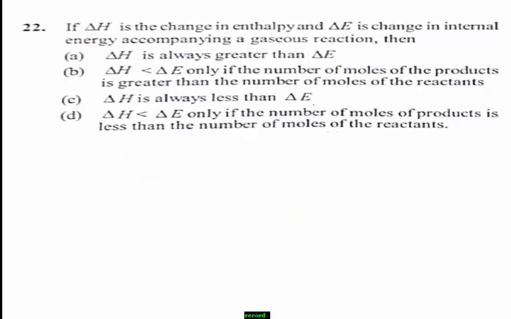Next, question number 22. If delta H, the change in enthalpy, and delta E, the change in internal energy, accompany a gaseous reaction, then option A, delta H is always greater than delta E; option B, delta H is less than delta E only if the number of moles of the products is greater than the number of moles of the reactants; option C, delta H is always less than delta E; option D, delta H is less than delta E only if the number of moles of the products is less than the number of moles of the reactants. Which one is the right answer?